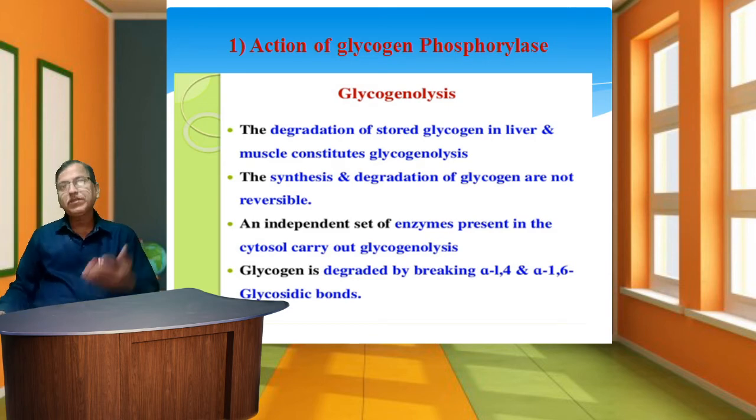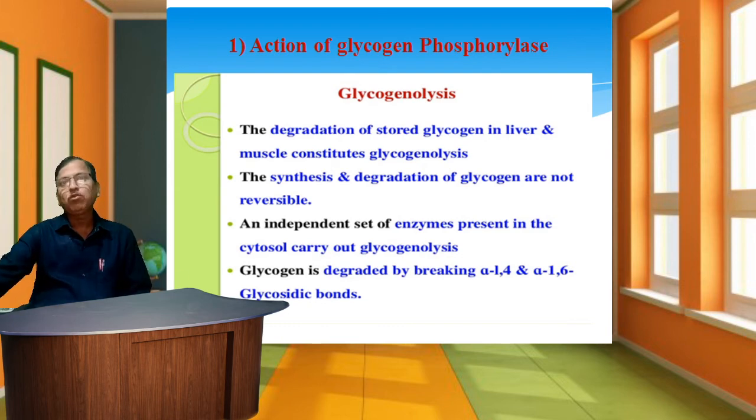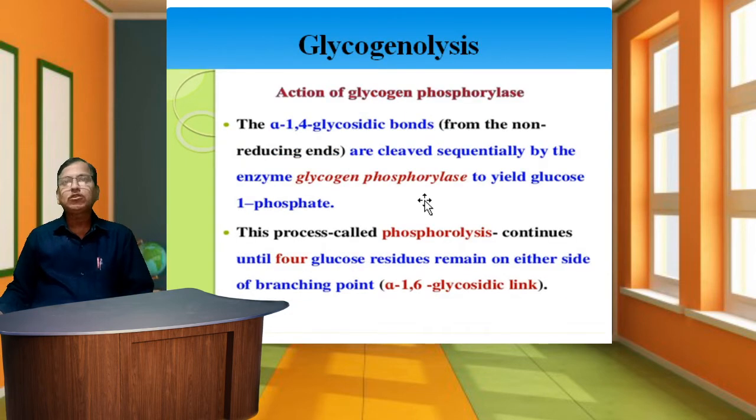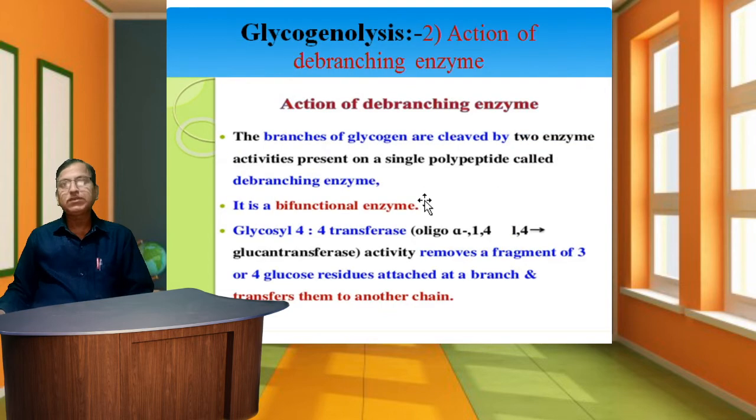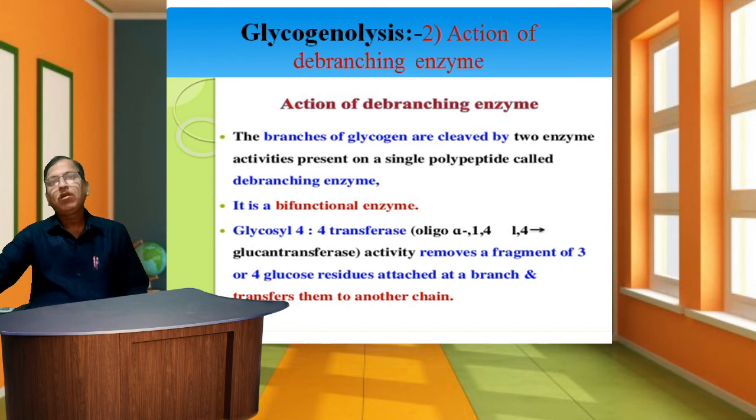We already discussed this in the slide. The first step is the action of glycogen phosphorylase, which we already discussed in the previous topics. So the first step is completed. In the second step, the action of debranching enzymes, the branches of glycogen are cleaved by two enzymes. We already explained this activity in the above description.